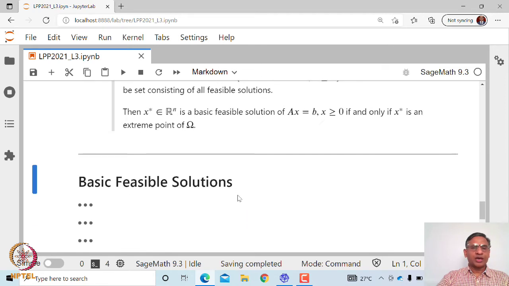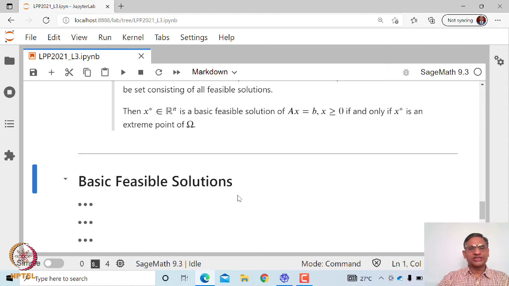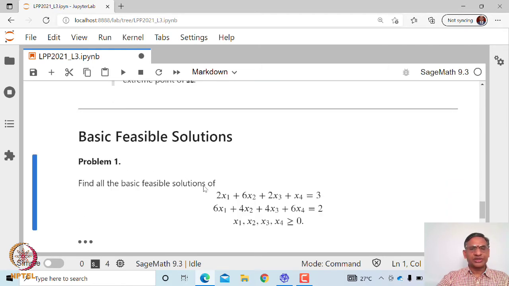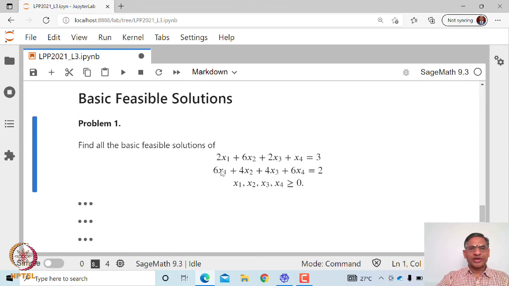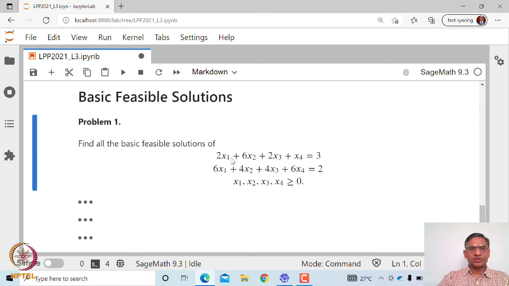Now let us look at how to find basic feasible solutions. Let us take some examples. The first example is this: find all basic feasible solutions of these two equations, 2x1 plus 6x2 plus 2x3 plus x4 is equal to 3, and 6x1 plus 4x2 plus 4x3 plus 6x4 is equal to 2, where x1, x2, x3, x4 are all non-negative. So how are we going to find all the basic feasible solutions? If you look at this set of equations, I can write this as Ax equal to b.